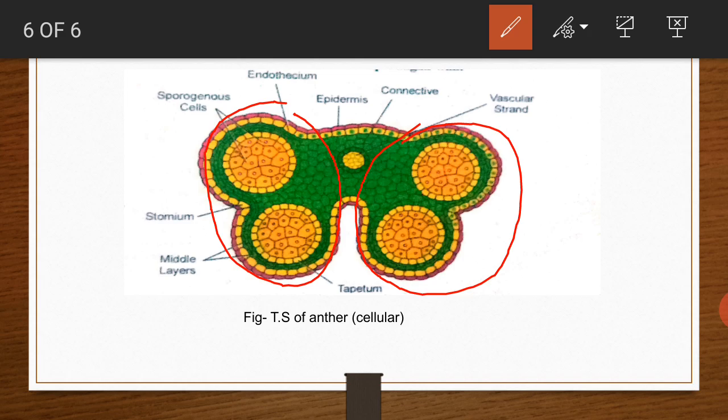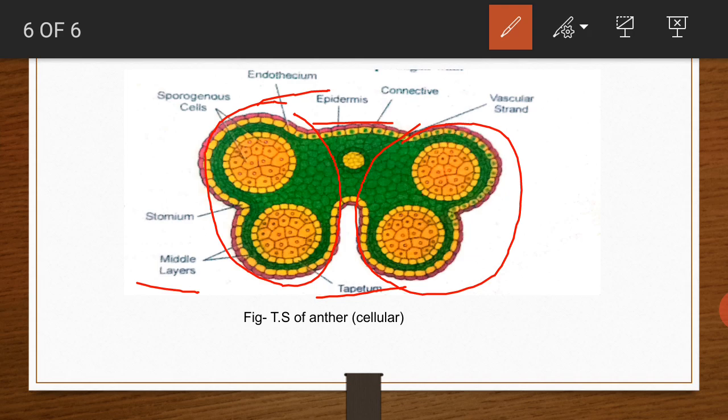The outer three wall layers, epidermis, endothecium and 2 to 3 middle layers, are protective in function and help in dehiscence of the anther to release the pollen. The innermost layer, the tapetum, provides nourishment to developing pollen grains.